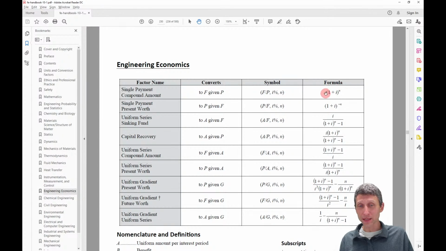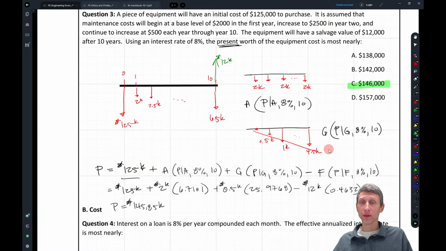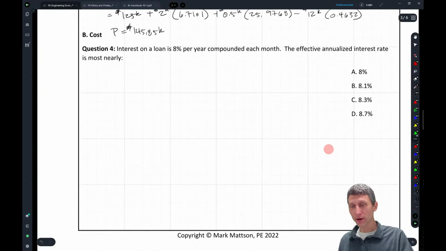This is the most basic form, the 1 plus i to the n. That's the future value given the present, right? So that one's an easy one. You could plug that one in. But in general, when you start getting into weird things like this, the tables really, really make it a lot easier. Okay, so let's go to question 4, and let's look here.